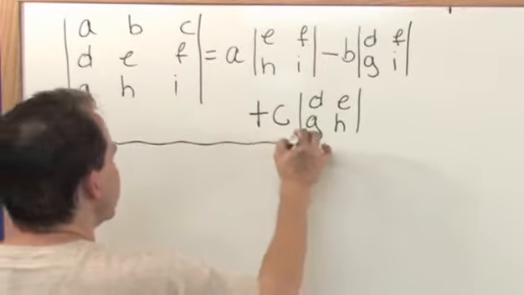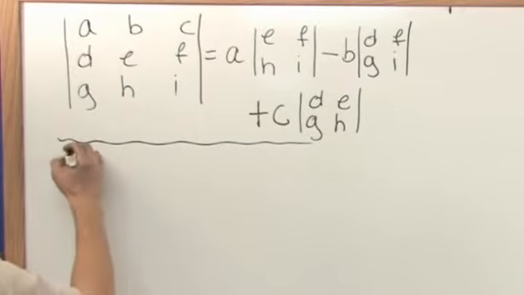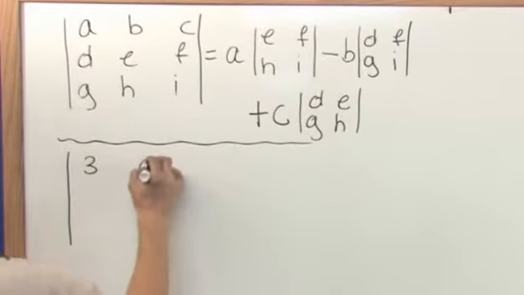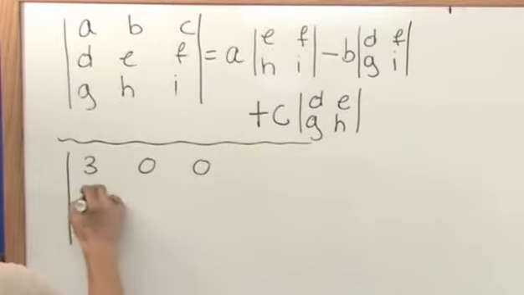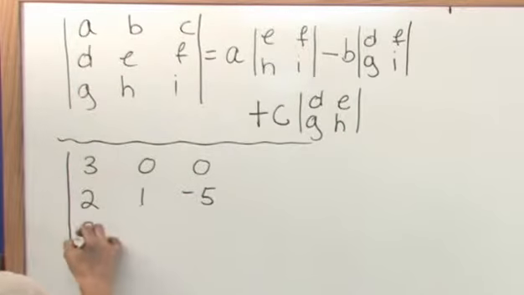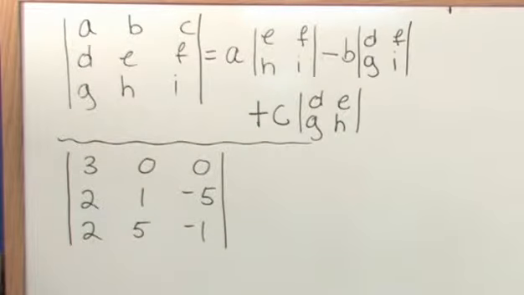So let's practice it with real numbers. And I think you will see that you have to pay attention to what you're doing, but it's not nearly as complicated as finding an inverse. If I wanted to find the determinant of the matrix 3, 0, 0, 2, 1, negative 5, 2, 5, negative 1, how would I proceed?